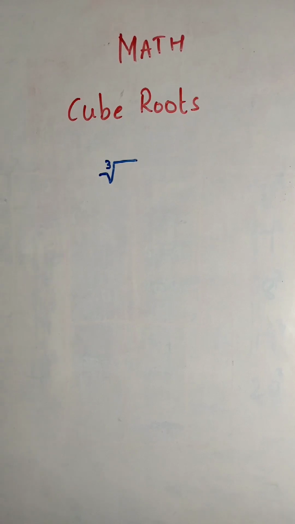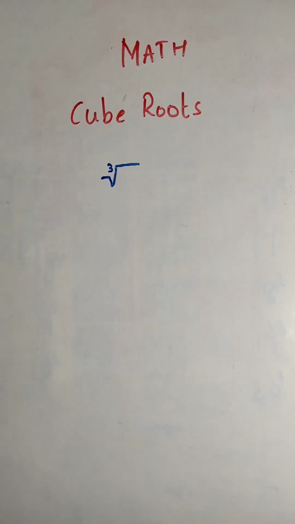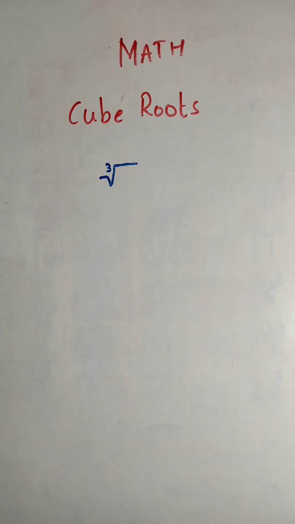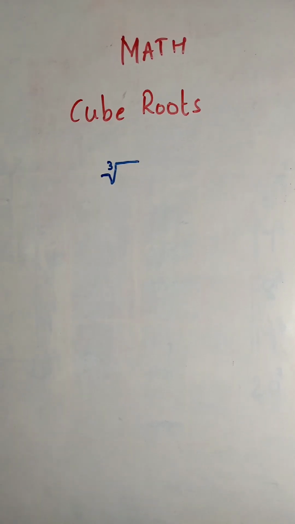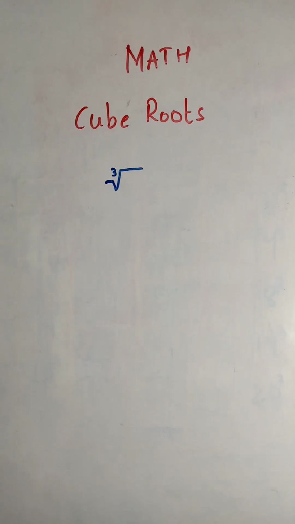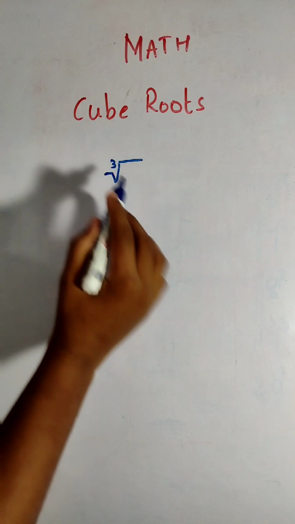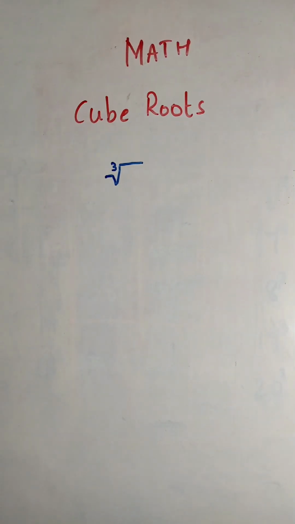To understand cube roots, you must memorize the first 10 to 20 cubes, because they're very important, and they go all the way up to 8,000. When you memorize these cubes, you can easily tell the cube roots of those numbers.